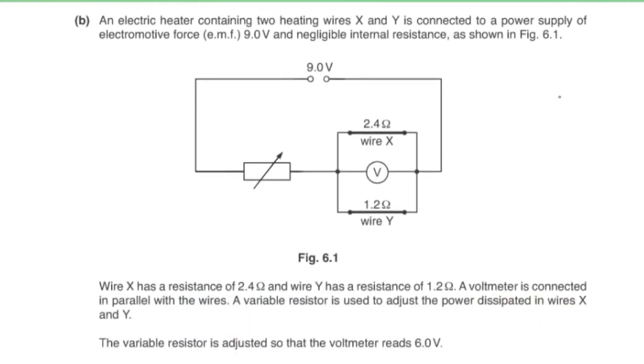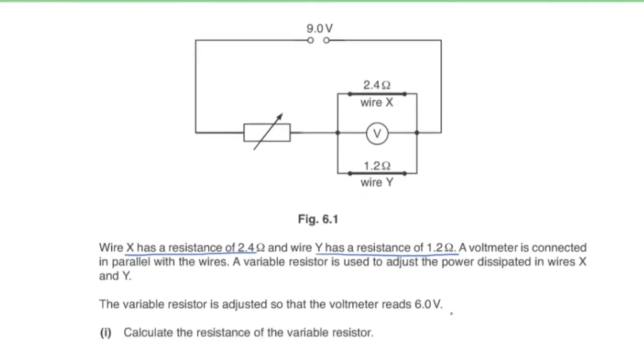Part B, an electric heater containing 2 heating wires X and Y is connected to a power supply of electromotive force 9 volts and negligible internal resistance. Wire X has a resistance of 2.4 ohms and wire Y has a resistance of 1.2 ohms. A voltmeter is connected in parallel with the wires. A variable resistor is used to adjust the power dissipated in wires X and Y.